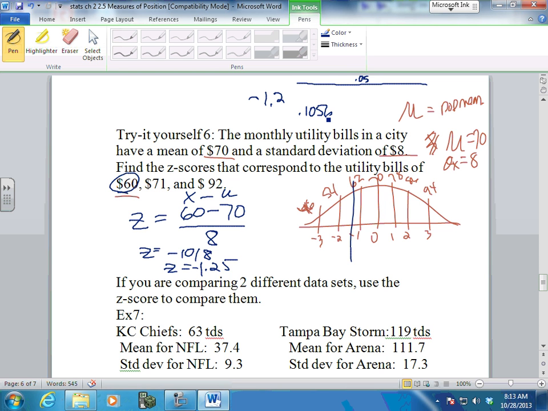Okay, so come to the chart. I'm using this formula: x minus the mean over the standard deviation. And the way we figure this out is because it's negative, it's falling to the left. Okay? So tomorrow we're going to finish this section up and talk about how to compare.